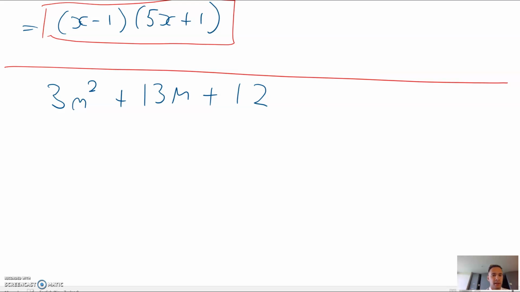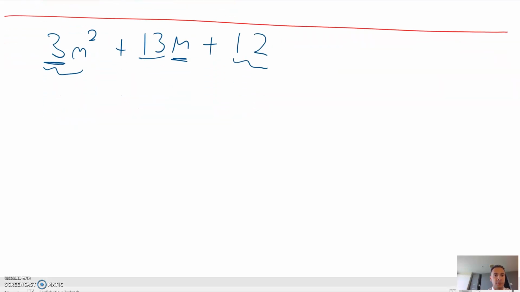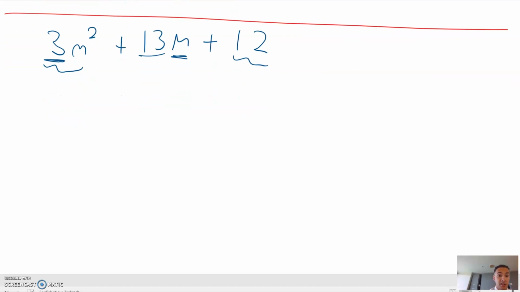Alright, welcome back. So you notice the coefficient was 3. You couldn't divide everything by 3 because of 13. And it wasn't difference of two squares because these aren't square numbers and you have an M term. So we're in the worst situation. We're going to times everything by 3. So we get 9m squared plus 39m plus 36.